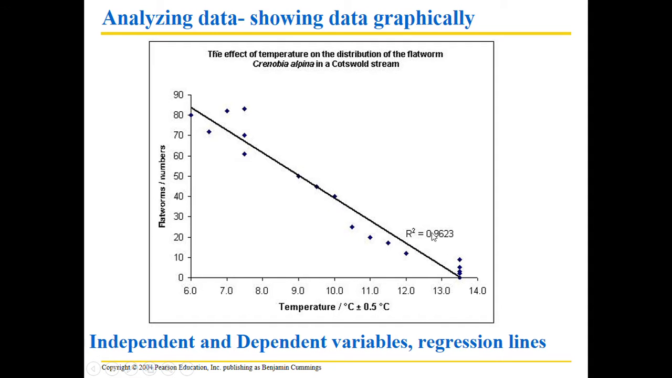If this R squared value was 0, the data points would be completely random and scattered. This line would not look like this, and there would be no correlation. But because ours is very close to 1, we have a 0.9623, we see that our data shows a negative correlation pretty strongly. So we have very well correlated data. As temperature goes up, the number of flatworms goes down.